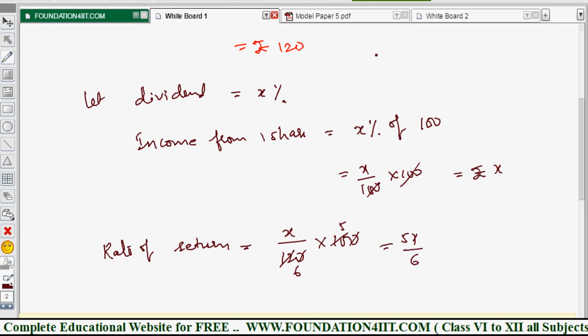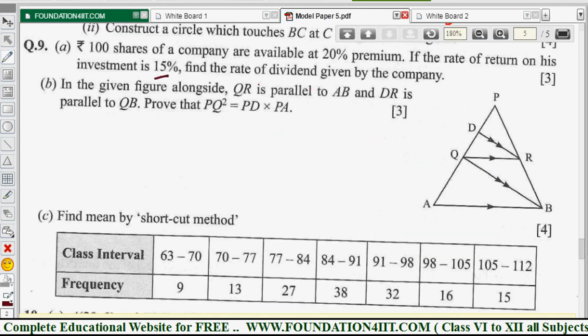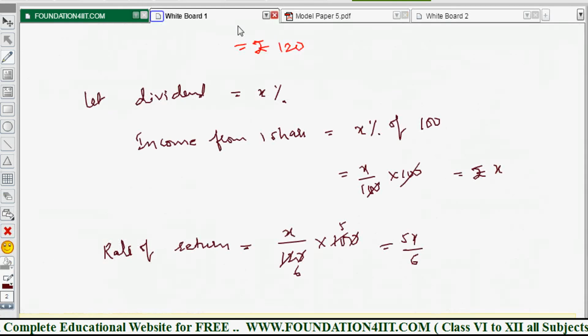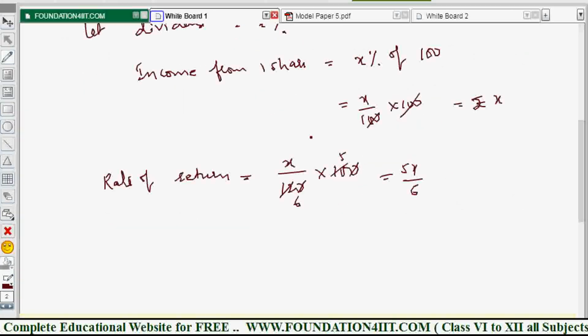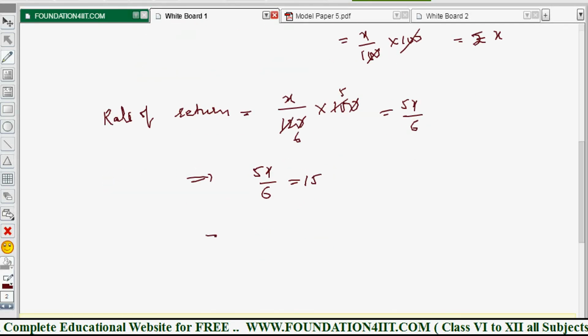But according to the question, they have given the rate of return. So rate of return is 15%. Then we can take that equals to 15. 5x by 6 is equal to 15. From this you can find out the value of x. Then x is equal to 15 into 6 by 5. 5 ones are 5, 5 threes are 15, 6 threes are 18. Right, so dividend is 18%.